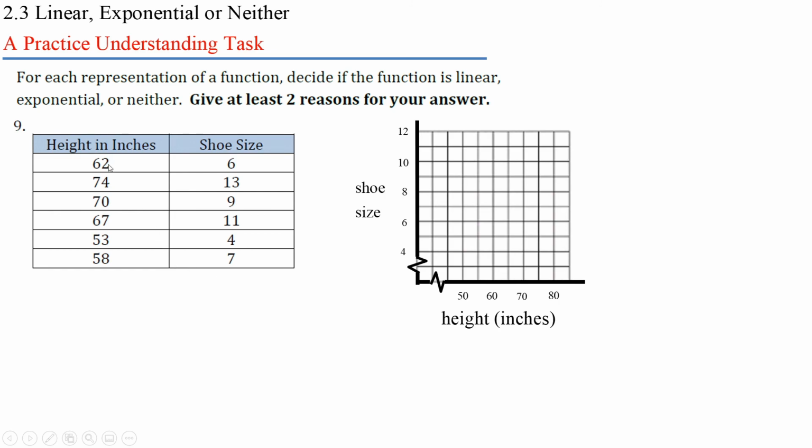So at 62 inches tall, we have a shoe size of 6. So let's go 62 and then up to 6. About right there. Okay? And then at 74 inches tall, we have a shoe size of 13. Well, that's going to be way up here. Oh, it's even off my grid, so I'm going to approximate that about right here. Okay. At 70 inches tall, we have a shoe size of 9.